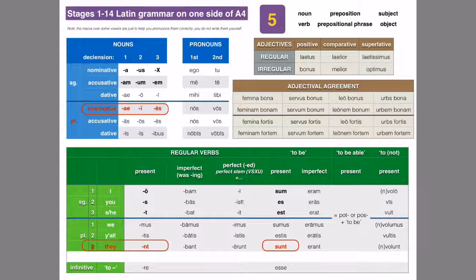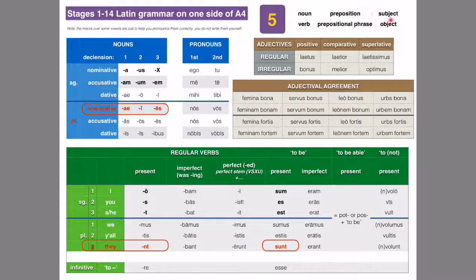Stage 5, we fill out the plurals. Okay, so we learn the plural noun endings in the nominative case. So feminae, canes, for example, across our 3 declensions. And in the verbs, the ending for they, the main plural ending, is nt, and we also learn sunt for they are. So you see how the bold is building up.